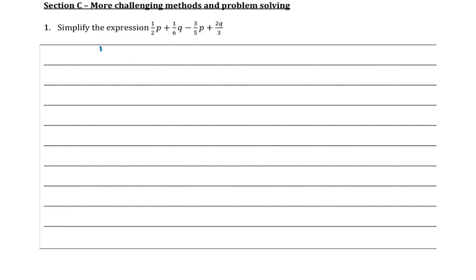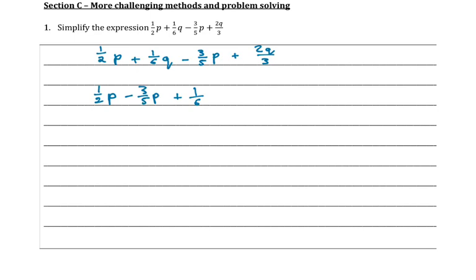So this is a question about adding terms that include fractions. Firstly, I'm just going to rewrite this, but I'm going to change the final term there. So we've got a half p plus a 6q, subtract 3/5 of p, and then I can write the final term as 2/3 of q.